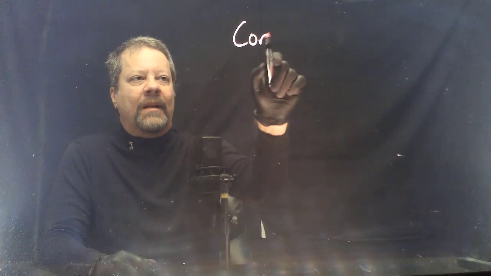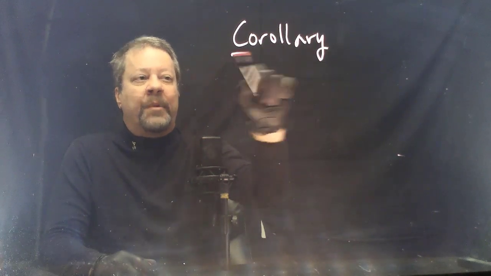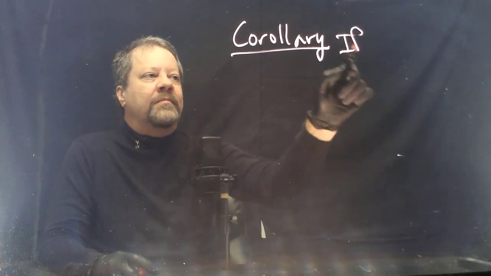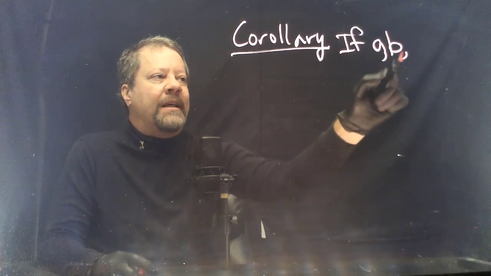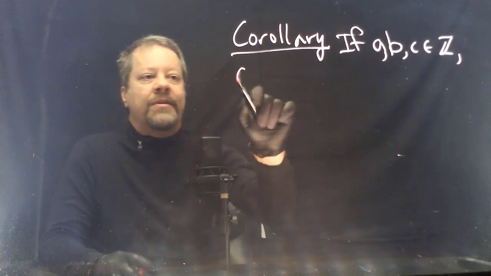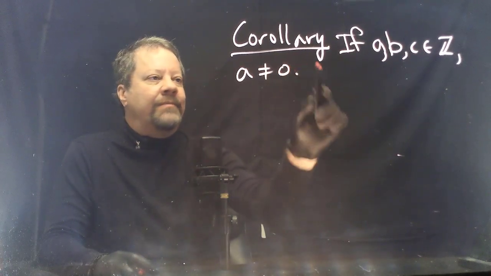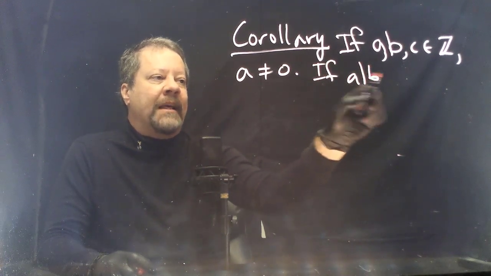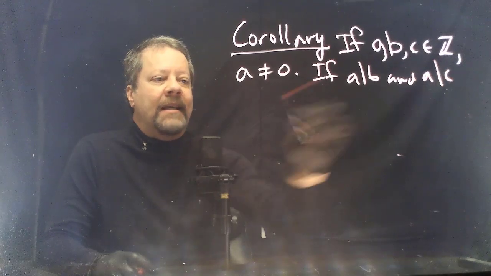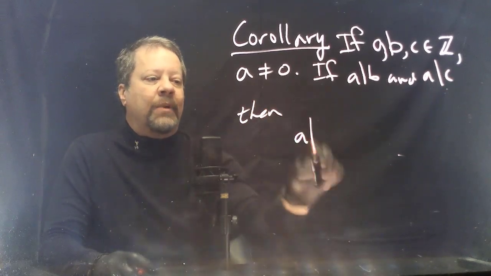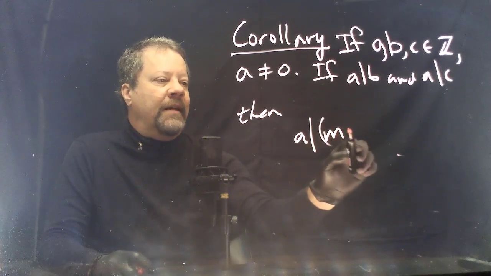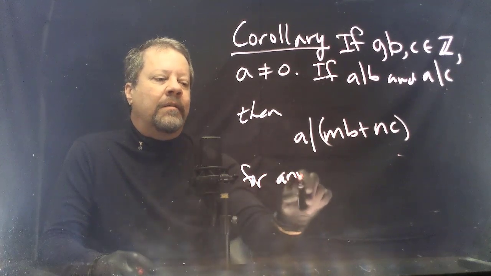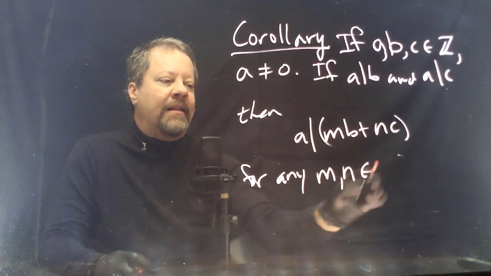As a direct corollary, remember a corollary is a theorem that is a direct consequence of another theorem. Suppose a, b, and c are elements of the set of integers. a is not 0. If a divides b and a divides c, then a will also divide m times b plus n times c for any m and n that are in the set of integers.